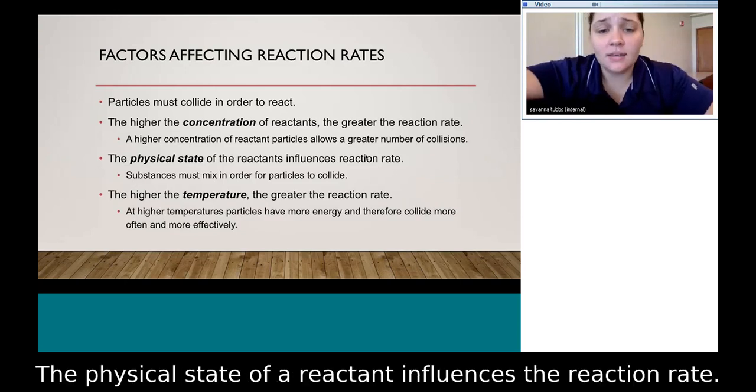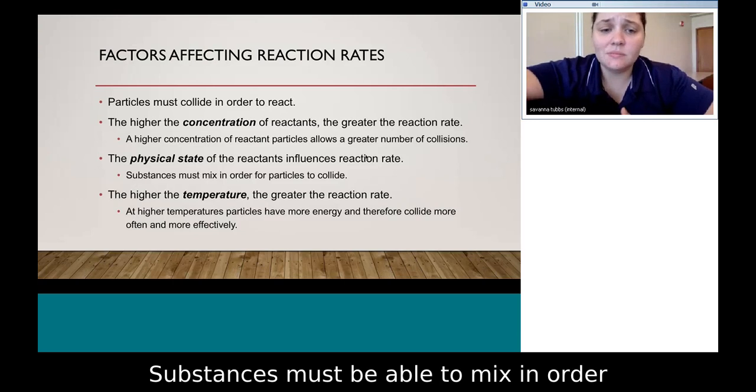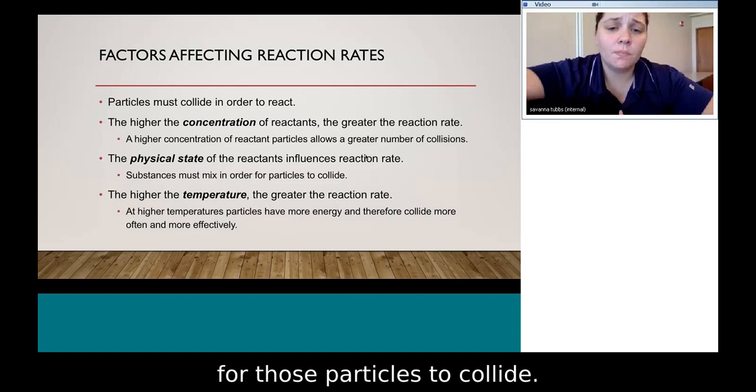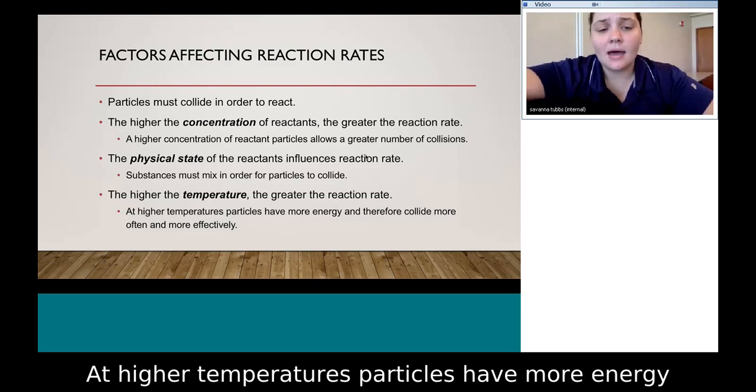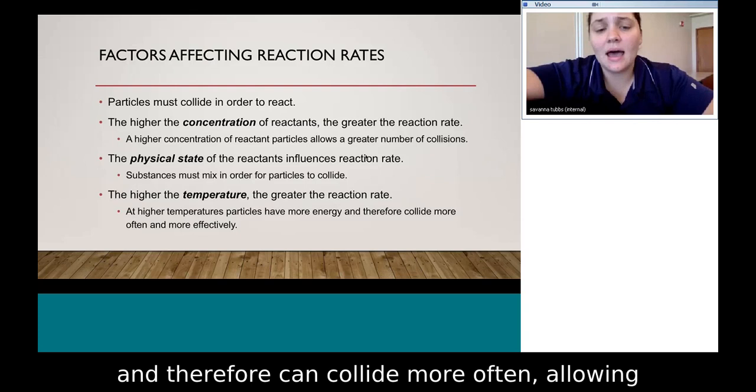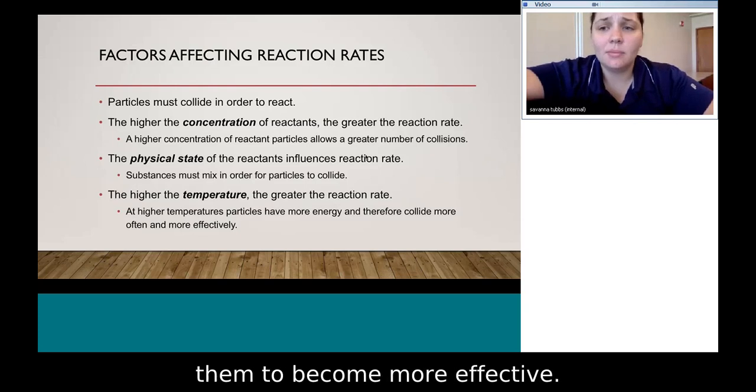The physical state of a reactant influences the reaction rate. Substances must be able to mix in order for those particles to collide. The higher the temperature, the greater the reaction rate. At higher temperatures, particles have more energy and therefore can collide more often, allowing them to become more effective.